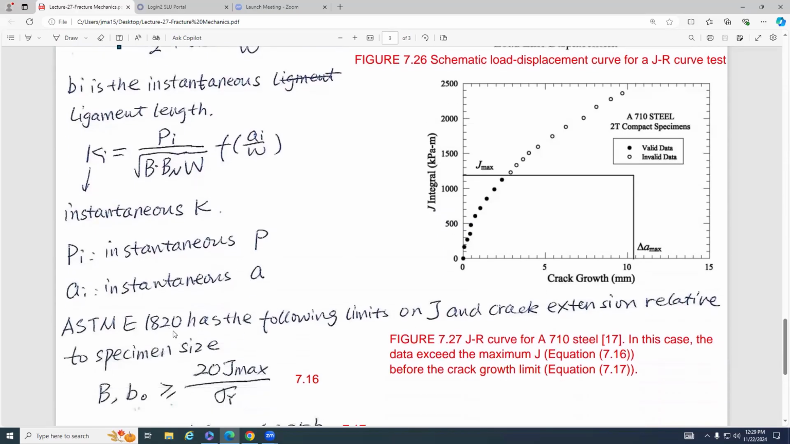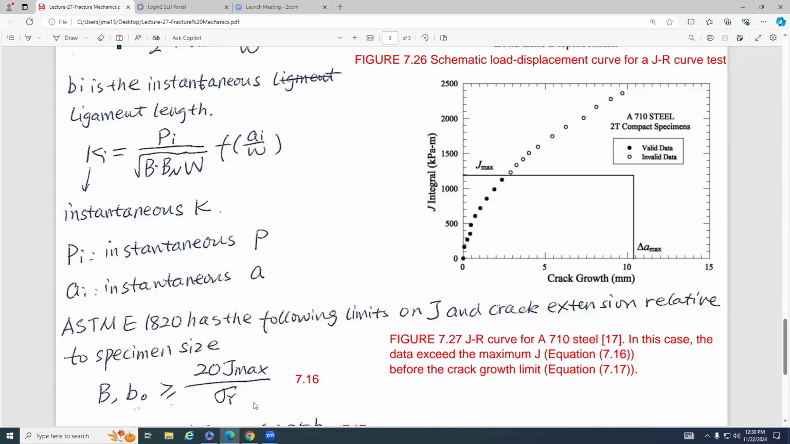So ASTM E1820 has the following limits on J and crack extension relative to a specimen size. That means the B value, the thickness value, and also b_0, the initial ligament length, these two must be equal to or greater than 20 multiplied by J maximum divided by sigma_Y. Let me ask you guys, sigma_Y is our old friend, and can somebody tell me what sigma_Y is?